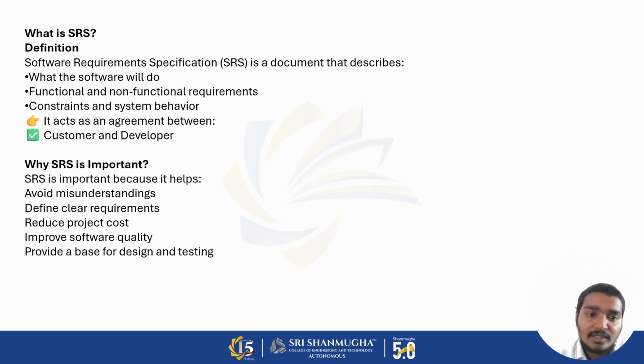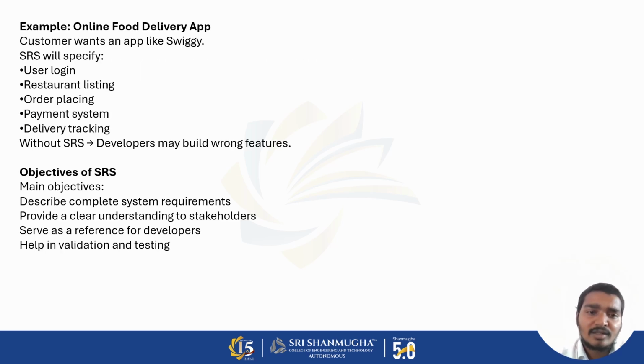So why is SRS important? The SRS is important to avoid misunderstanding, define clear requirements, and reduce project cost. It improves software quality, and it provides the basis for software design and testing. For example, take an online food delivery app, say Swiggy. In Swiggy, the user can log in, see restaurant listings, place orders, pay, and get delivery and tracking. Without an SRS, developers can build the wrong features. So an SRS gives a valid food delivery application process in Swiggy.